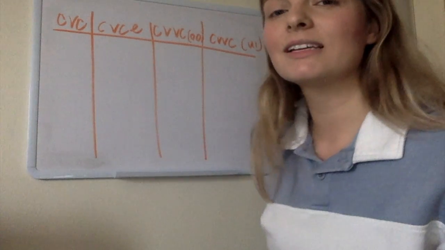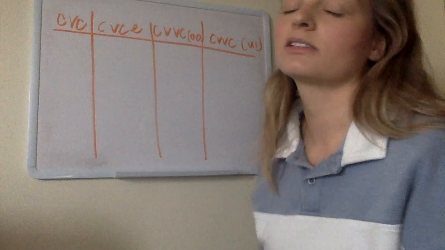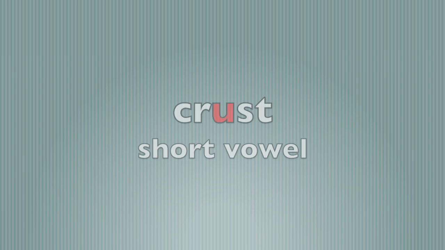So let me give you some examples of some words that would go in each of these columns. So if I give you the word crust, do we hear a short vowel U sound or a long vowel U sound in the word crust? You got it, we hear that short U vowel sound. So we know that this word is actually going to go in our CVC spelling pattern column.